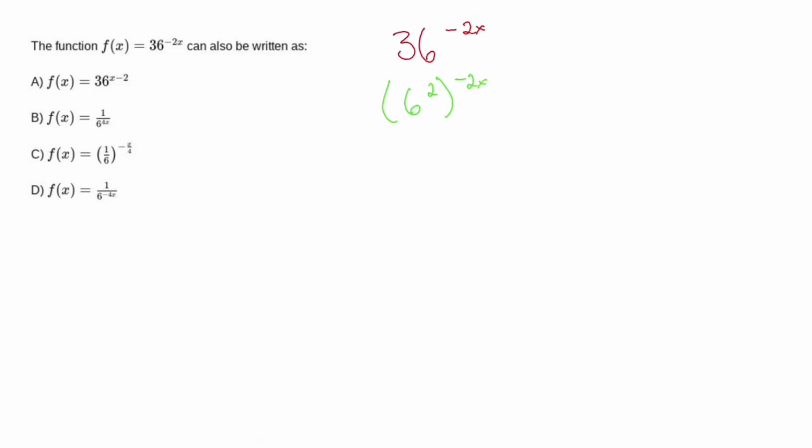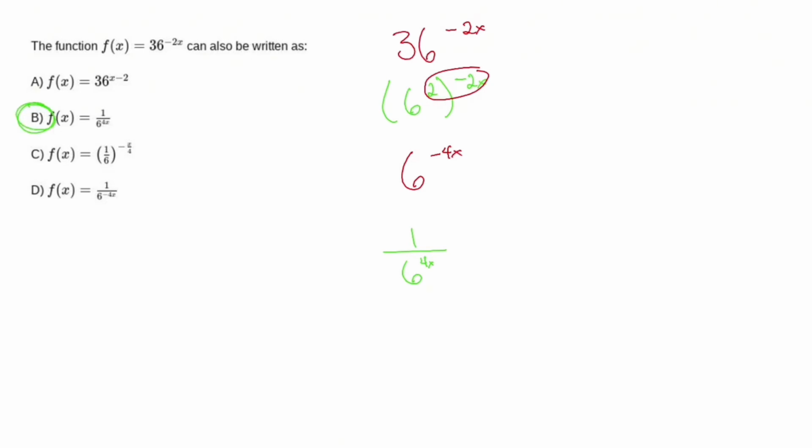Now, whenever you have a power to an exponent, you multiply exponents. So this becomes 6 to the negative 4x. Now, whenever you have a negative exponent, you take that and drop it down to the bottom of a fraction and make it a positive exponent. In this case, there's not much I can do after this. I end up with 1 over 6 to the 4x power, which seems to match up with b.